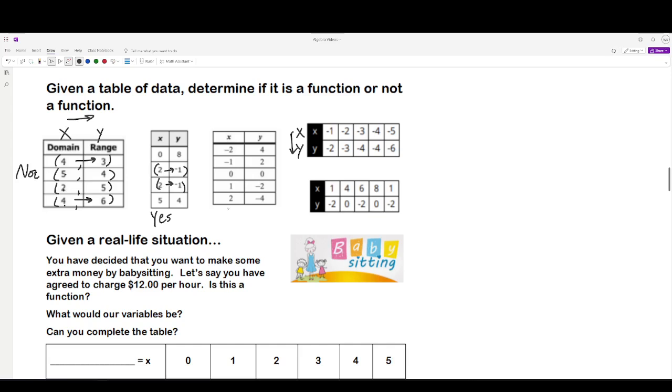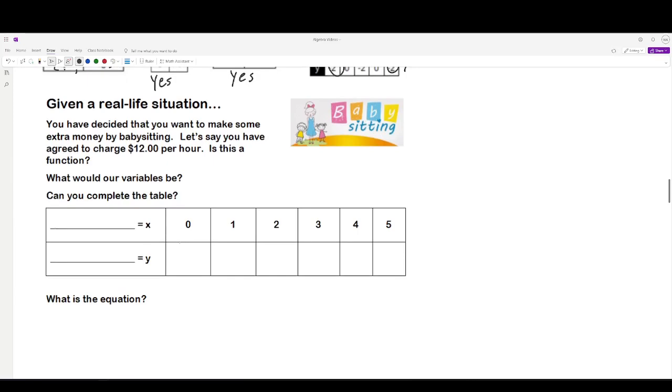The next one has no repeated x values, so it's a function. This one has no repeated x values, so it's a function. And the last one has 1 repeated x value, but again, it's the same exact point, so that does not disqualify it.